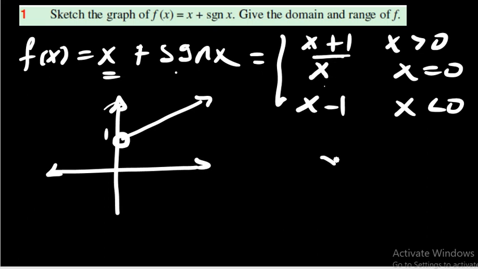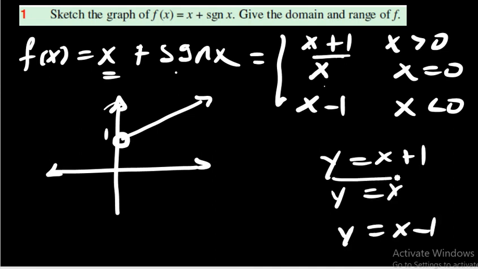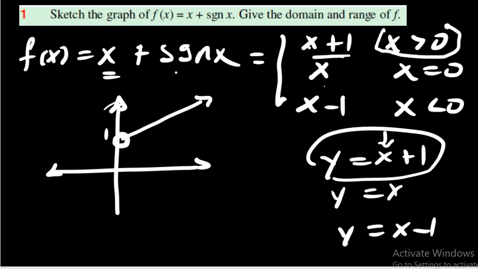We have three functions here: y is equal to x plus 1, y is equal to x, and y is equal to x minus 1. So y is equal to x plus 1 is a straight line, slanted to the right. Where does it cross the y-axis? When you insert 0 in place of x, you get 0 plus 1, just 1. So it will be a line. But we are using it for x greater than 0, so I will ignore the other wing, and take above 0 only.